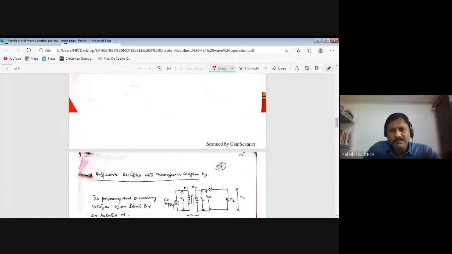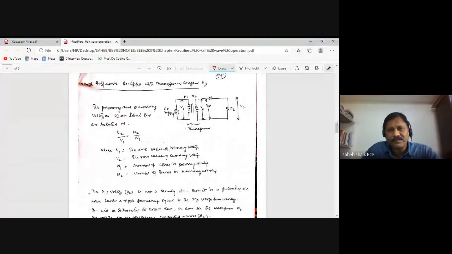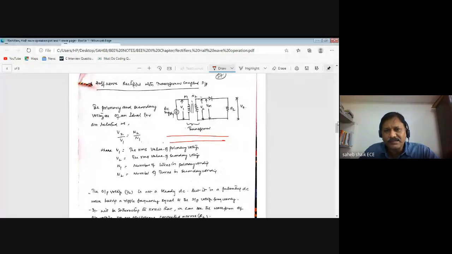Now let us have a glance at the half wave rectifier with a transformer input. So this is the half wave rectifier. Already you have studied, but in this class I want to brush up the things which you studied in the previous class. So what is this one? It is a transformer.